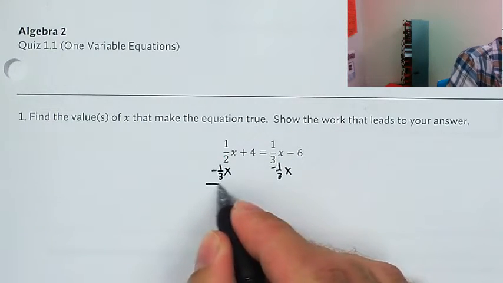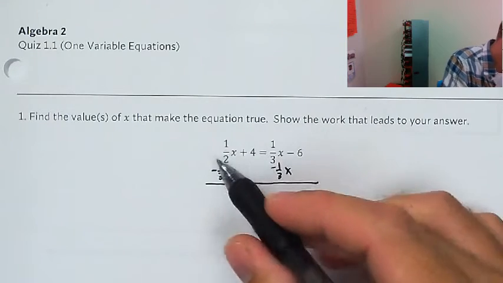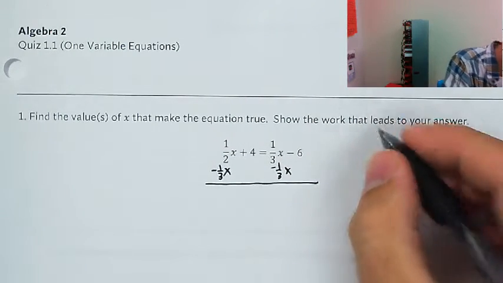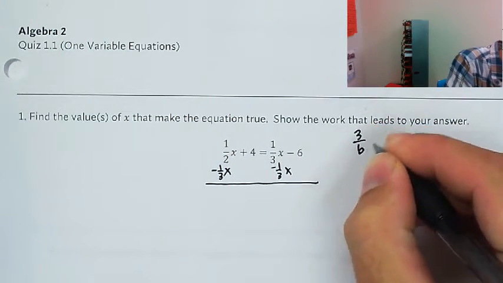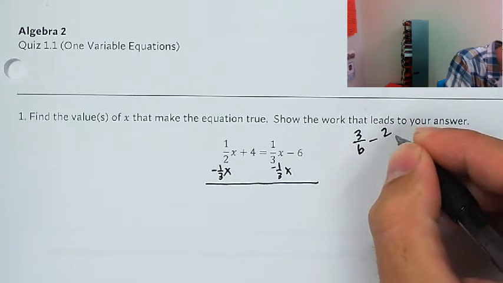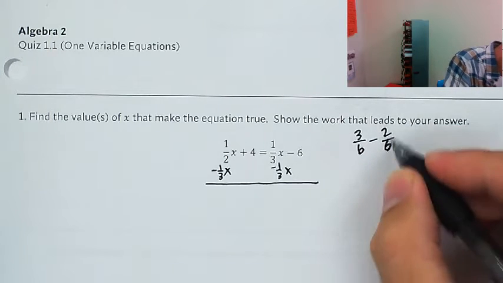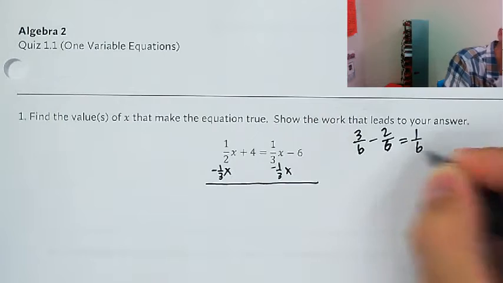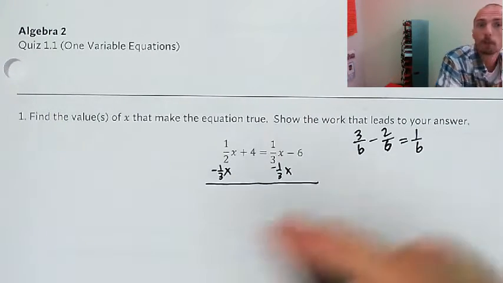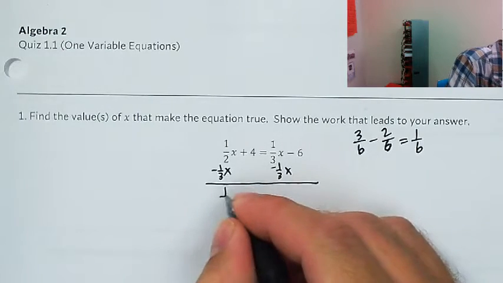Okay, and then nothing will happen to the 4 or the -6. A half minus a third. Well, a half is 3/6, and a third is 2/6, right? If we're going to subtract these things, we need a common denominator. And we know that 3/6 minus 2/6 is going to be 1/6. So I know that I'm going to have 1/6 of x when I do 1/2 x minus 1/3 x.